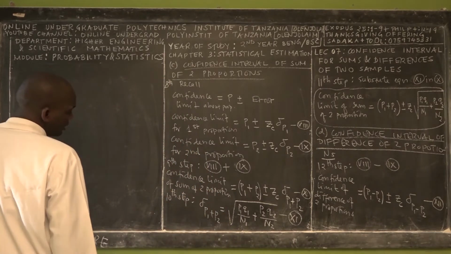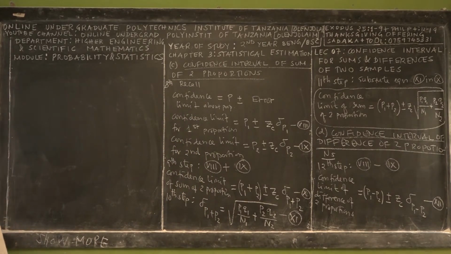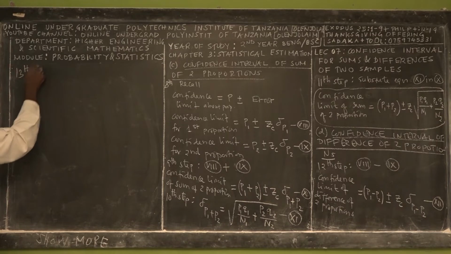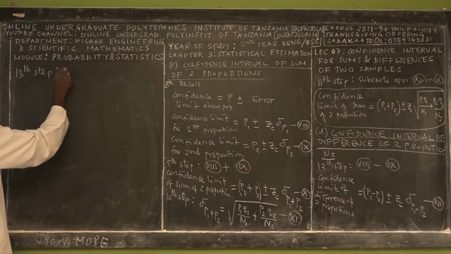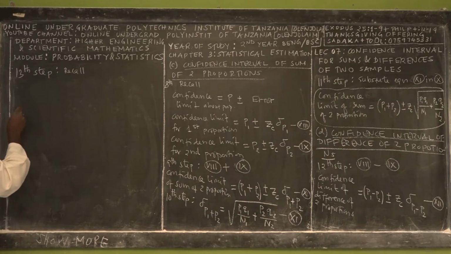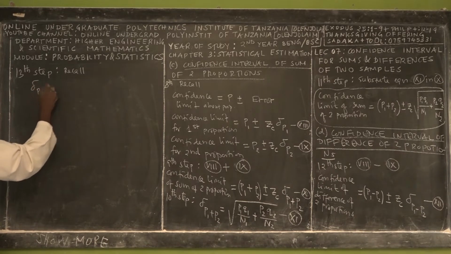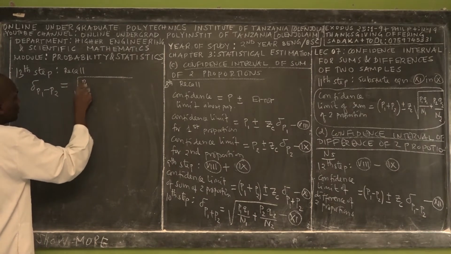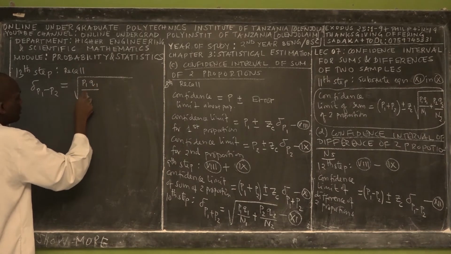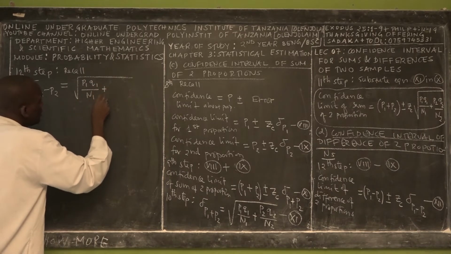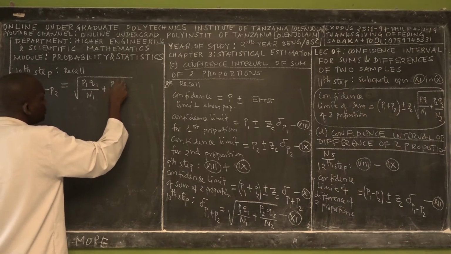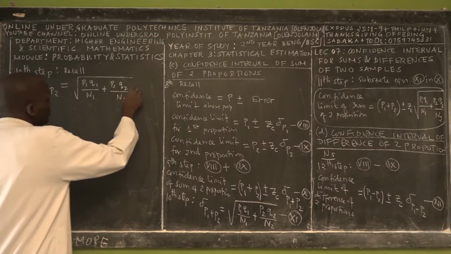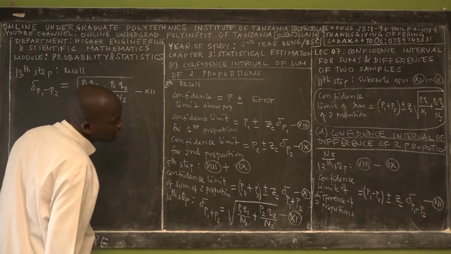So if that's the case, we say that the 13th step, you have to recall what we taught you also, that the standard deviation of proportion 1 minus proportion 2 is equal to square root of what? Probability of success 1 times probability of failure 1 over sample size 1 plus probability of success 2 times probability of failure 2 over sample size 2. So this is equation 13.